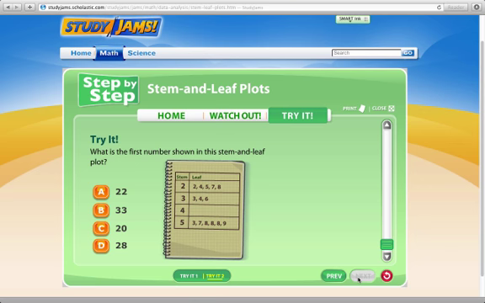What's the first number listed on this stem and leaf plot? The stem is a 2, the leaf is a 2. Put them together, that makes 22. Nothing but net! 22 is the correct answer because the first stem is 2 and the first leaf is 2. Put them together and you get 22.